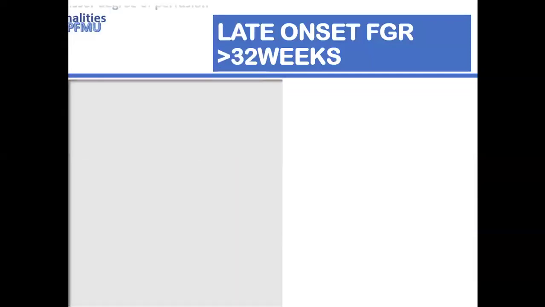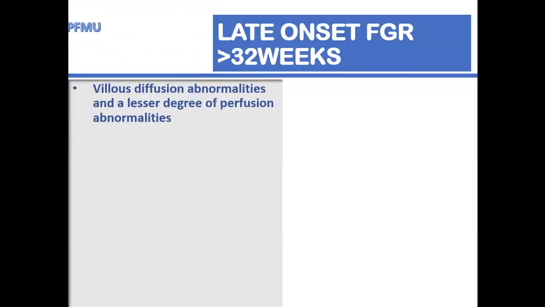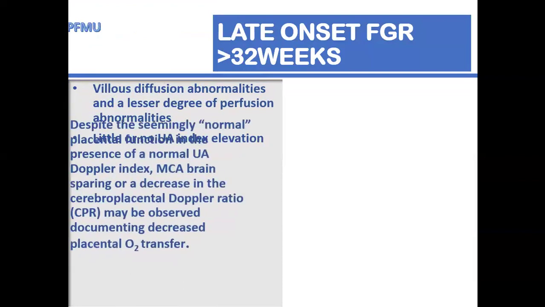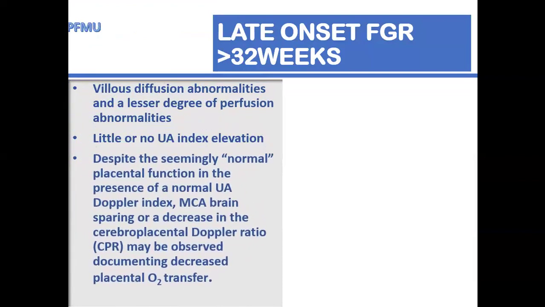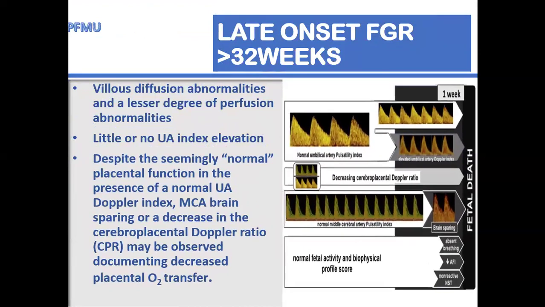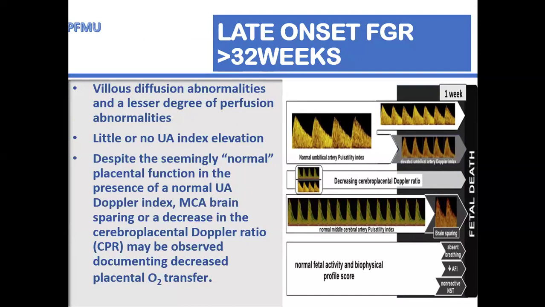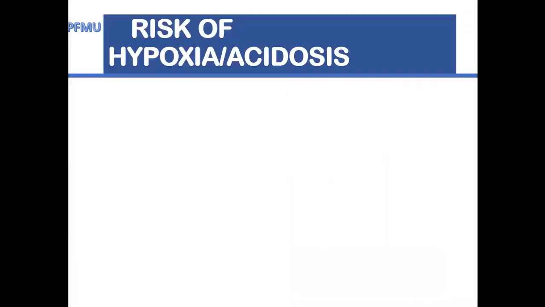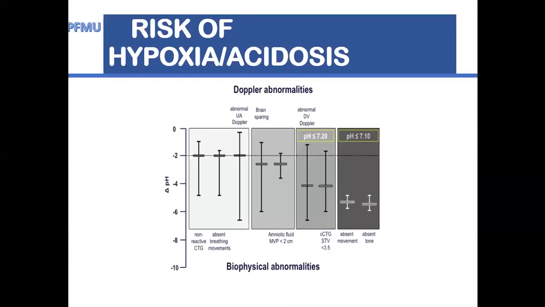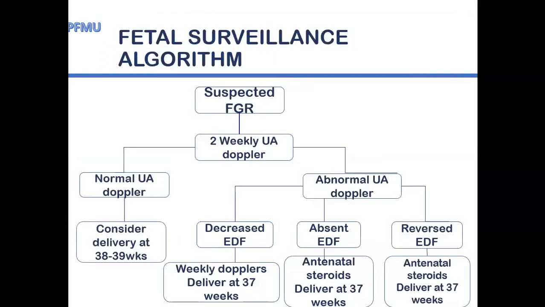In late onset, it's usually a diffusion problem whereby the umbilical artery sometimes can actually be normal. So a normal umbilical artery is not really a marker to say everything is okay. You have to interrogate the other Dopplers to see if the MCA is also normal. Sometimes the umbilical artery can be normal, but once the MCA becomes abnormal, the baby is at risk of fetal hypoxia, which is usually the leading cause of fetal demise.